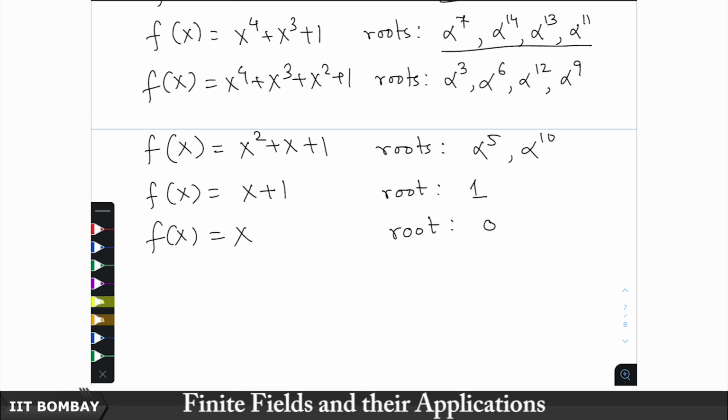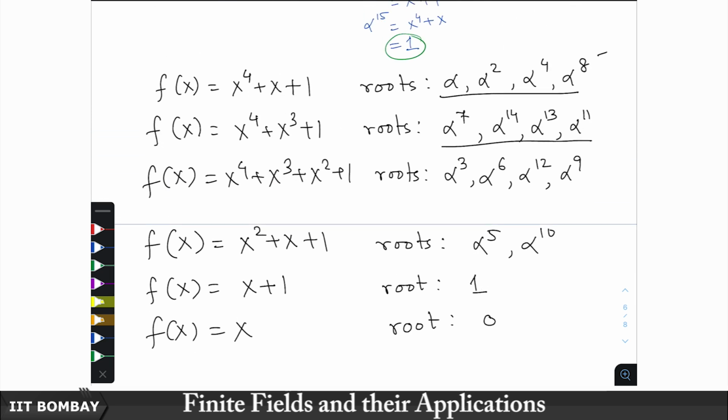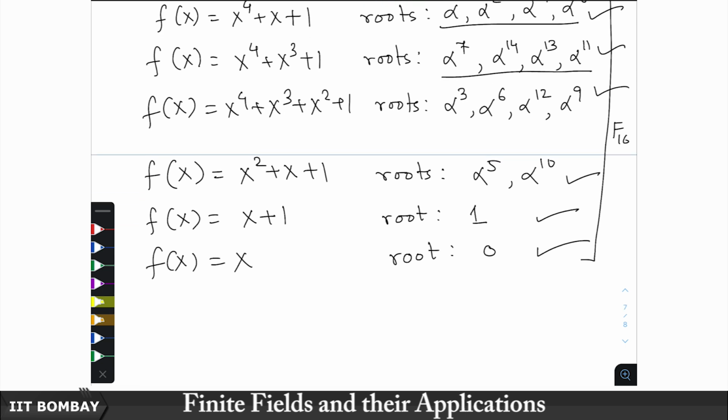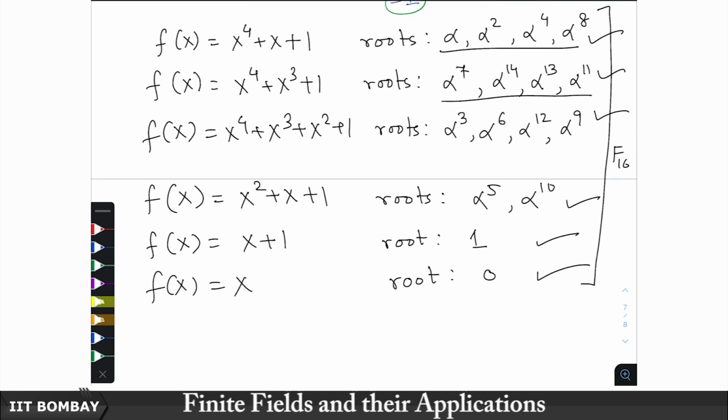Now you see that we have all the elements of F16. There are 16 elements: 4 here, 4 here, 4 here, 12, 13, 14, 15, 16. There are 16 elements. So all the elements of F16 are the roots of irreducible polynomials; they are minimal polynomials of irreducible polynomials of degree 4, 2 or 1. This is what we find.